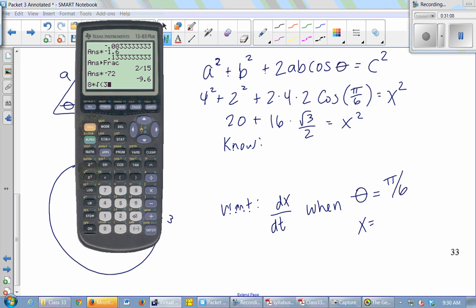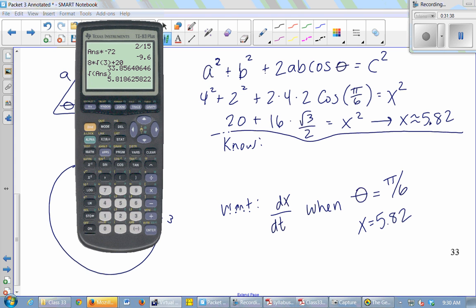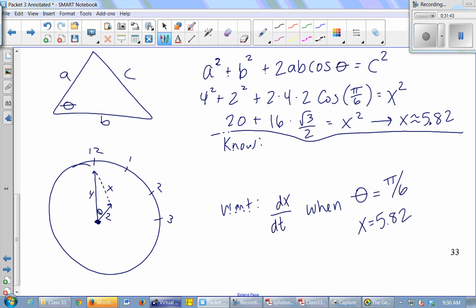So 8 times the square root of 3, that's 16 times root 3 over 2, plus 20, square root it, and I get 5.818. All right, so I've got what I want. What do I know? The speed of the two hands, I know the circular speed, right? So let's think about that.